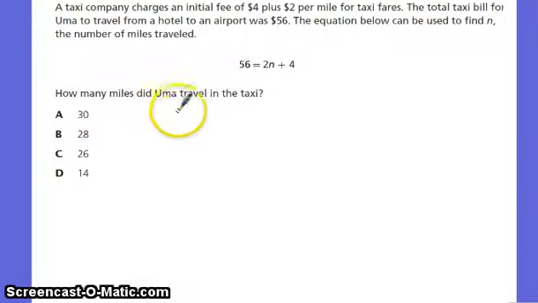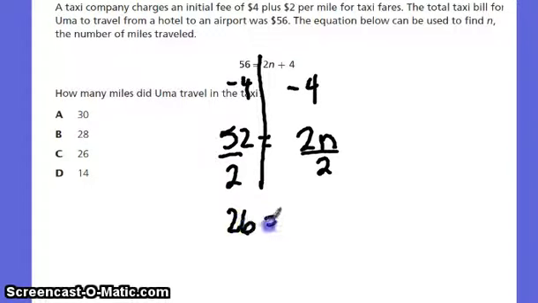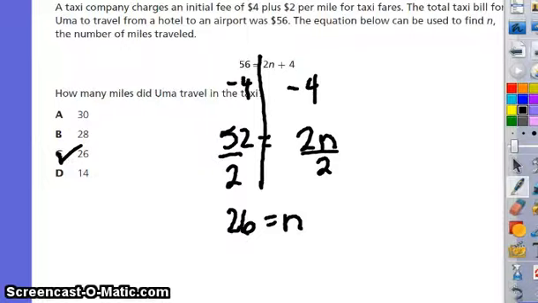A taxi company charges an initial fee of $4 plus $2 per mile for taxi fares. The total taxi bill for Uma to travel from a hotel to an airport was $56. The equation below can be used to find N, the number of miles traveled. How many miles did Uma travel in the taxi? So it gives us the equation. We just have to solve it. So subtract 4, the inverse operation, on both sides. Inverse operation again. Divide by 2, and we're going to get 26 is equal to N. She traveled 26 miles in the taxi. That's a long way to go.